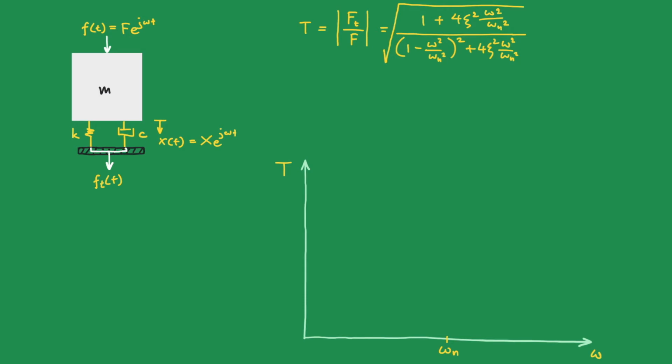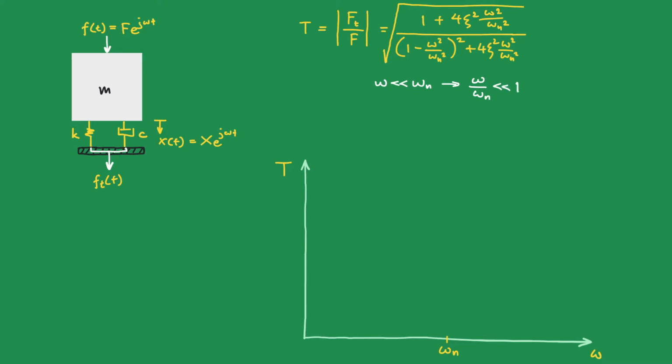We will make the analysis for three frequency regions: the low frequency well below the natural frequency, the frequency close to or the same as the natural frequency, and the high frequency well above the natural frequency. The first case is where the excitation frequency is much lower than the natural frequency, where omega over omega n is much smaller than 1.